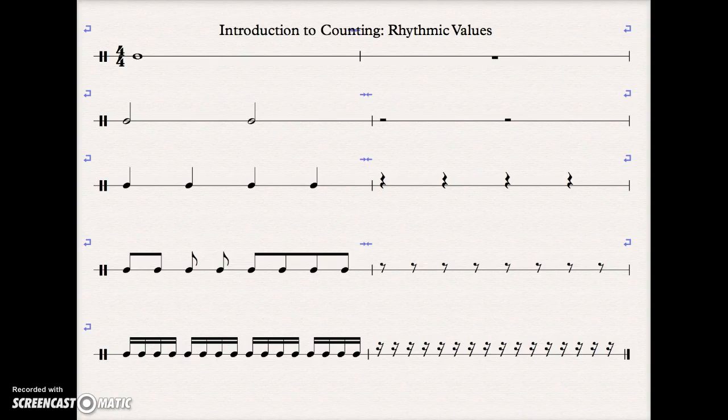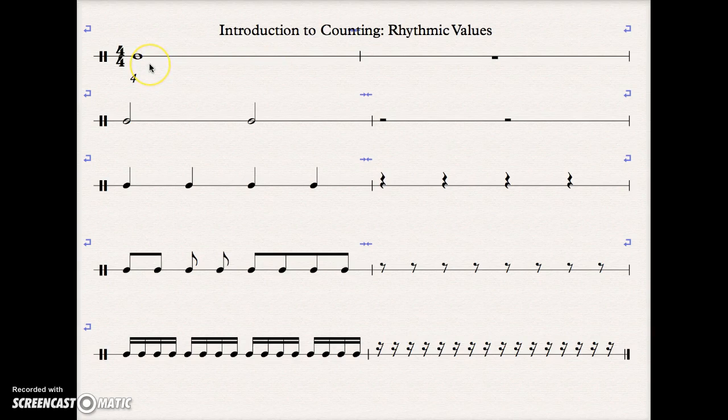Okay, today we are going to introduce counting by talking about the rhythmic values of notes and rests. In 4/4 time, we have some primary values of notes. Here we have what is called a whole note. A whole note is an open note head without a stem on it. This vertical line here is called a stem, and you can see this one does not have one. So that is a whole note, and that is worth 4 beats.